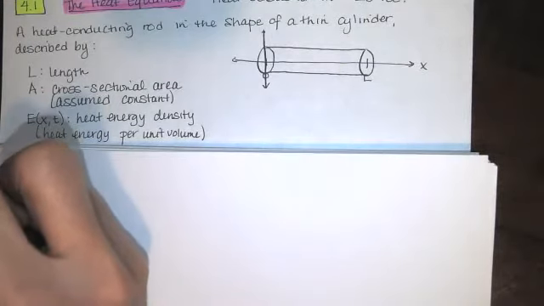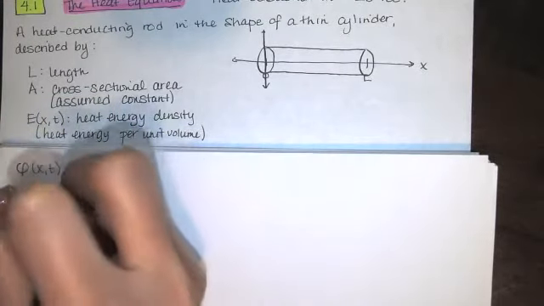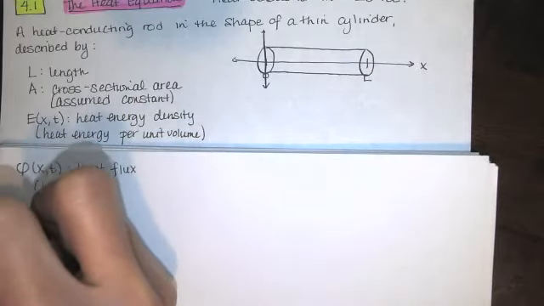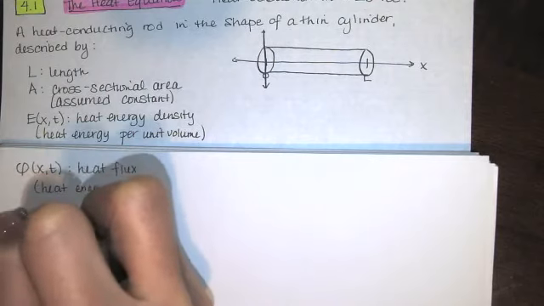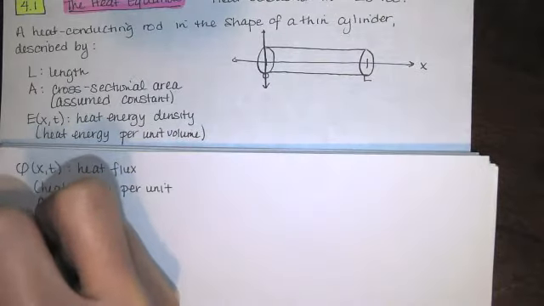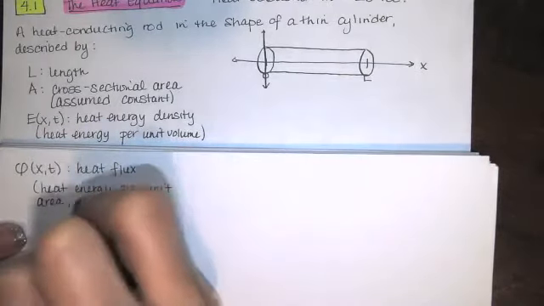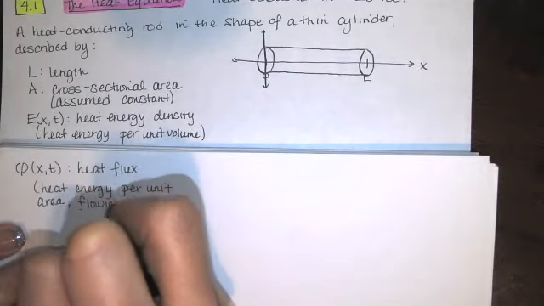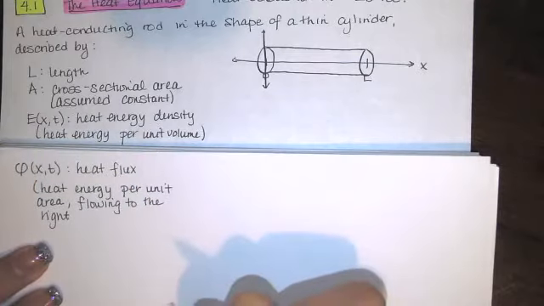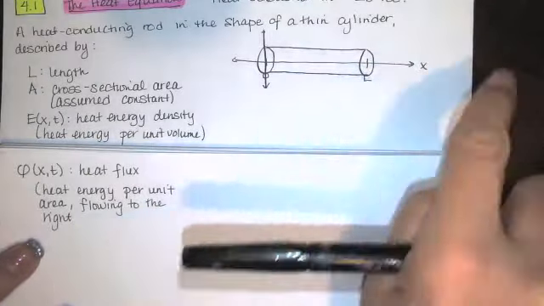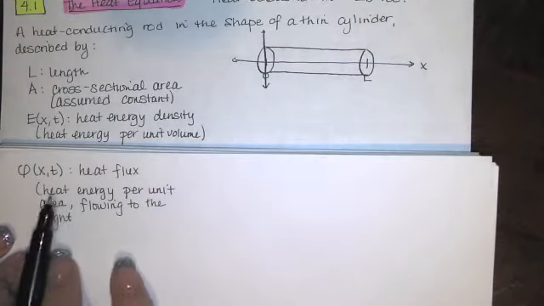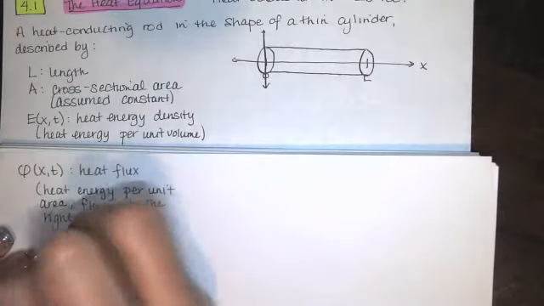And we want this function to represent the heat flux. Now this is heat energy per unit area flowing to the right, that's our assumption. And that is arbitrary, it's just a convention, but we have to stick with that convention. We're going to say that that's the positive direction for heat flux, to the right. And this heat flux is heat energy per unit area flowing to the right per unit time.